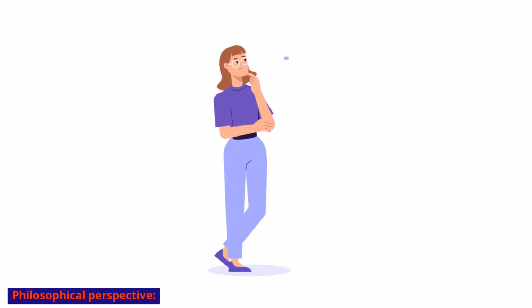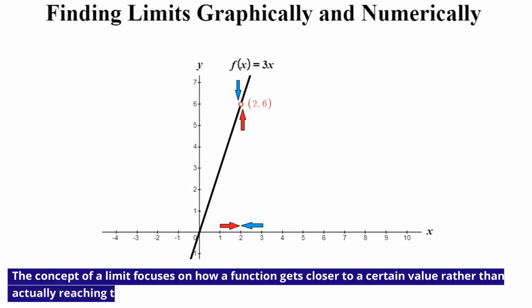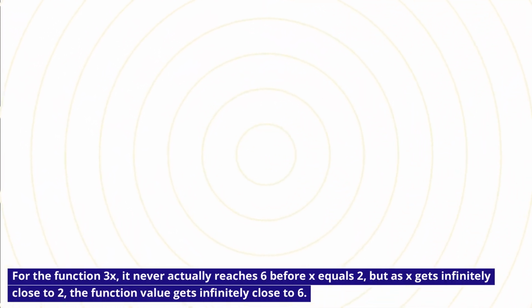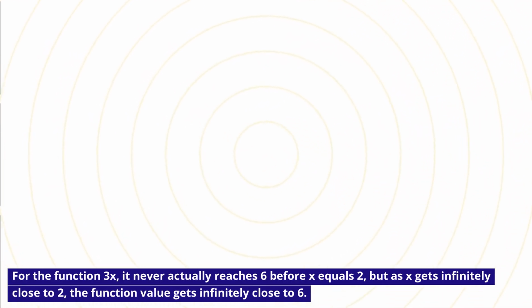Philosophical perspective. The concept of a limit focuses on how a function gets closer to a certain value rather than actually reaching that value. For the function 3x, it never actually reaches 6 before x equals 2, but as x gets infinitely close to 2, the function value gets infinitely close to 6.